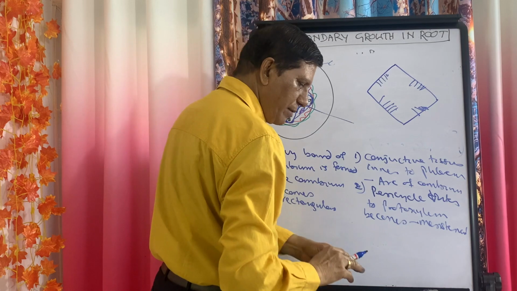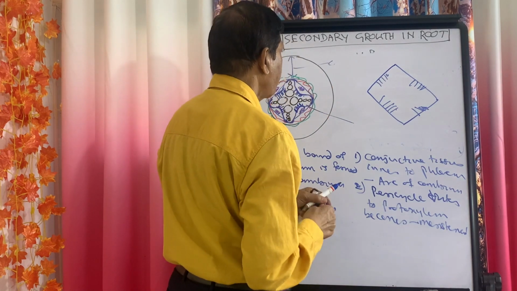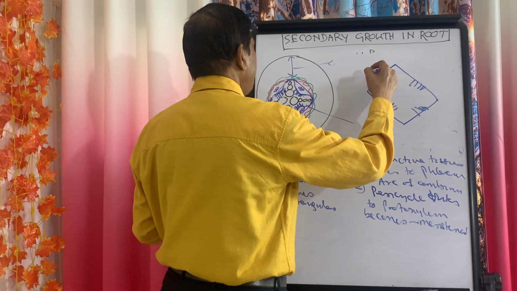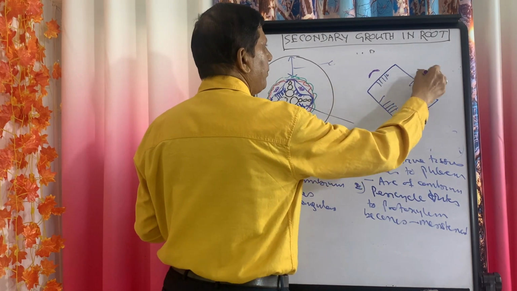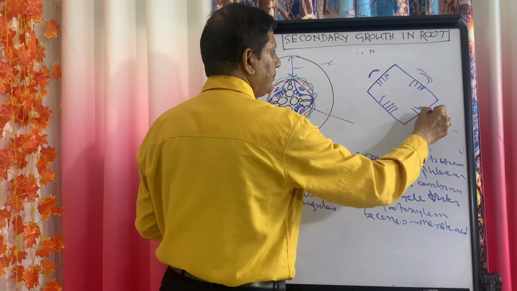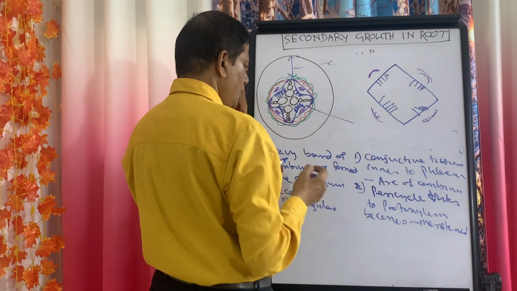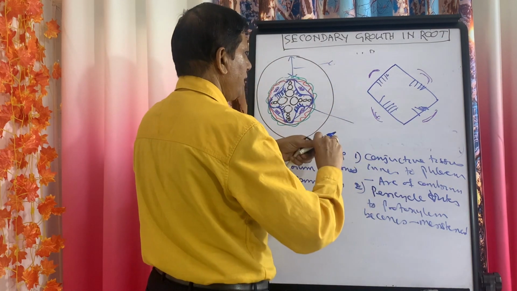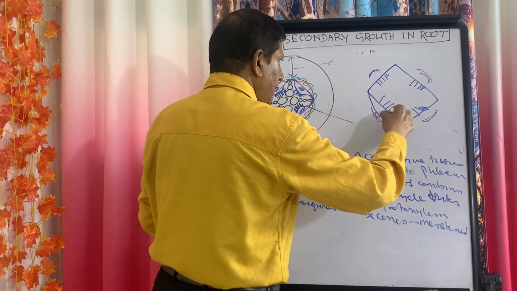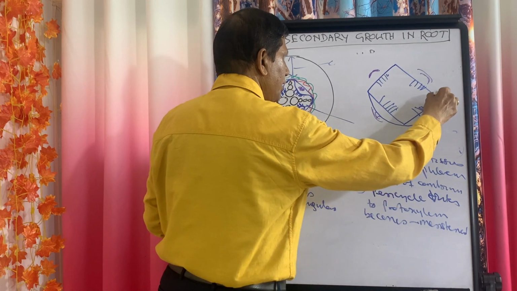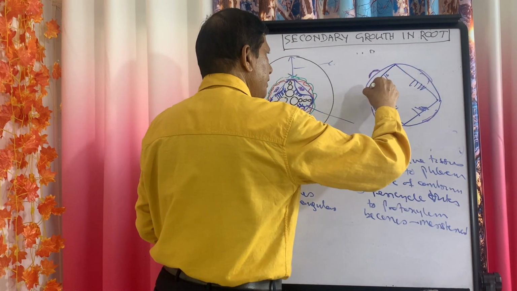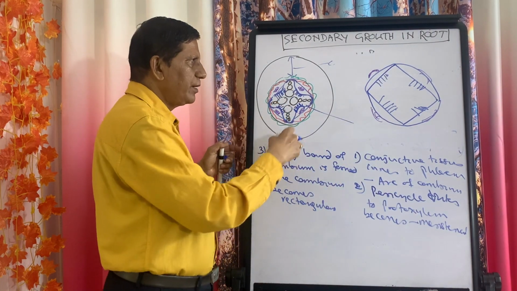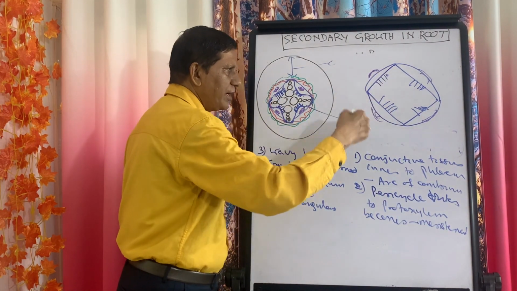Because secondary phloem is present in these portions, the secondary phloem and the primary phloem are present in these portions. So when there is still more growth in these portions, it will become like this. That means initially it was wavy, then it was rectangular, now it will become circular.